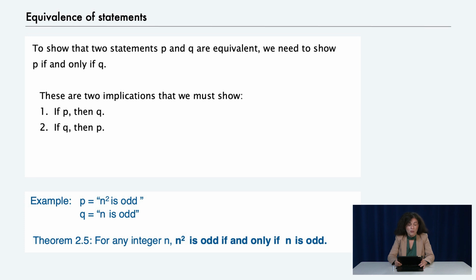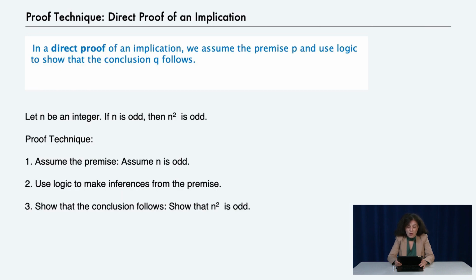So we're going to prove one direction of that if and only if statement using a direct proof of the implication. So in the proof technique, which is a direct proof, we assume the premise, P, and we use logic to show that the conclusion, Q, follows.